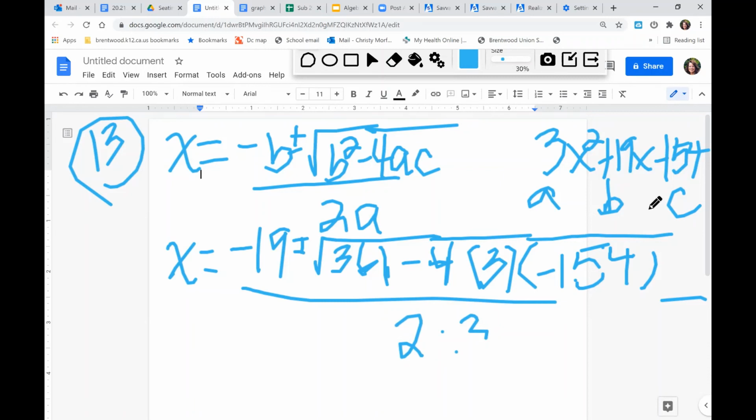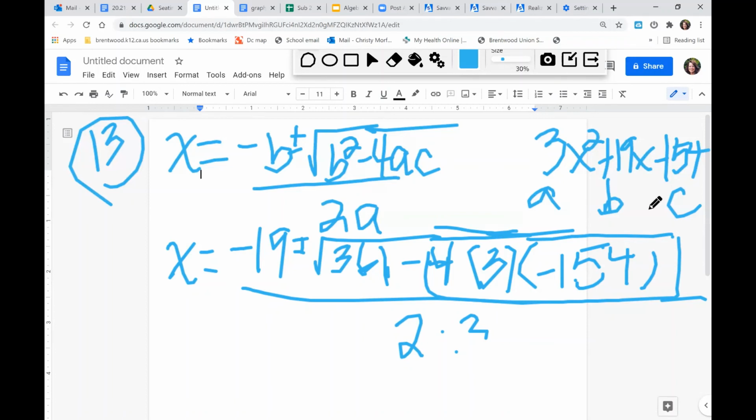Your next step, once you've plugged everything in, is to always take care of that negative 4ac. You've got to clean that up before you can do anything else. So again, I've got a negative times a negative, so this is going to turn into a positive. Mostly when you do this formula, it's going to be minus something, because if you look at the formula, it says subtract. So the only way you're going to add is if there's a negative somewhere there for a or for c.